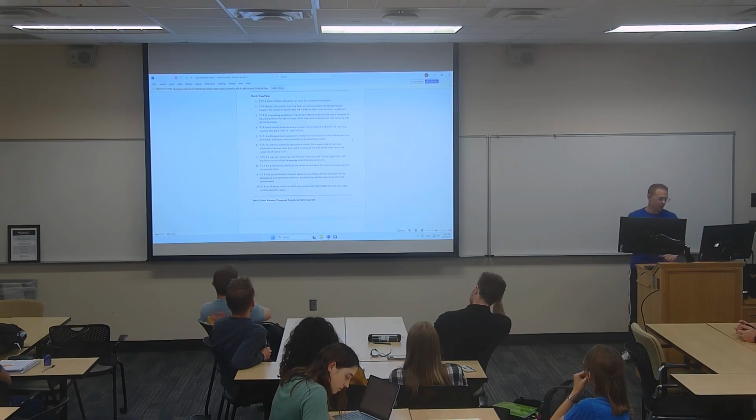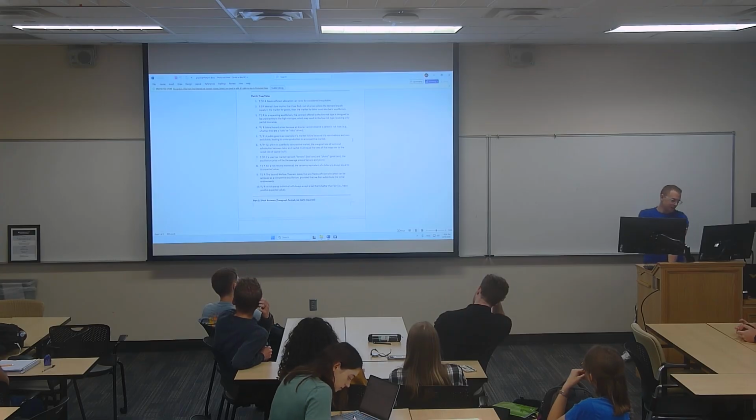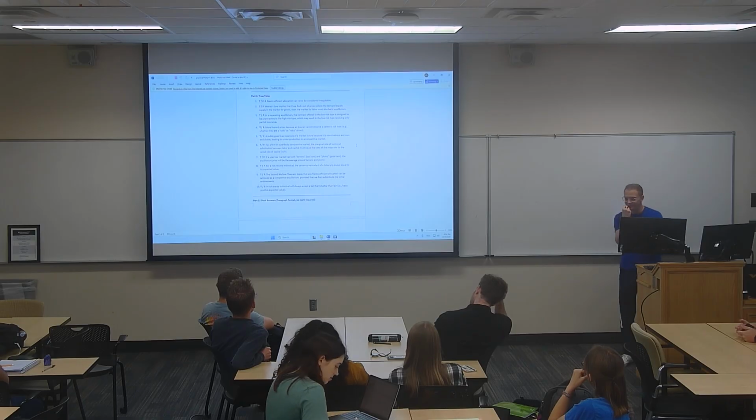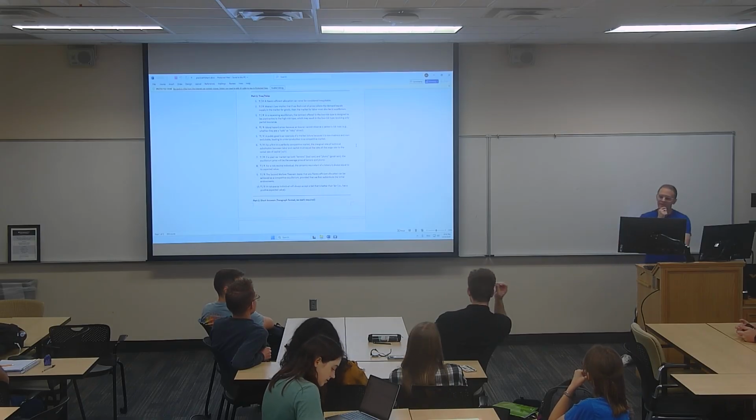True or false, the second welfare theorem states that any Pareto efficient allocation can be achieved as a competitive equilibrium, provided we first redistribute the initial endowments. True. That is literally what it says. True or false, a risk-averse individual will always accept a bet that is better than fair. False. Why false? Because it would have to be a lot better than fair. It could be just a little bit better than fair. It depends on how risk-averse they are, what their expected utility is.